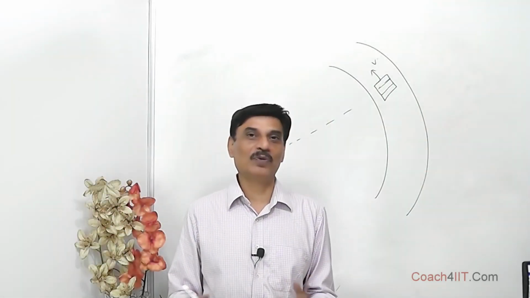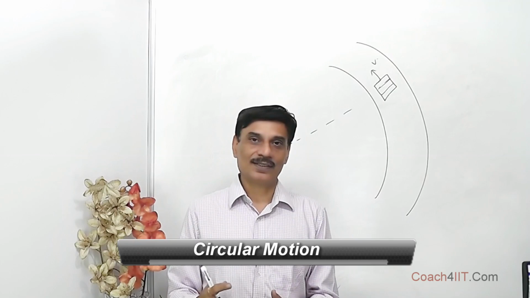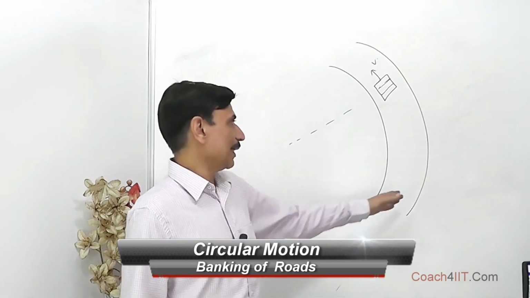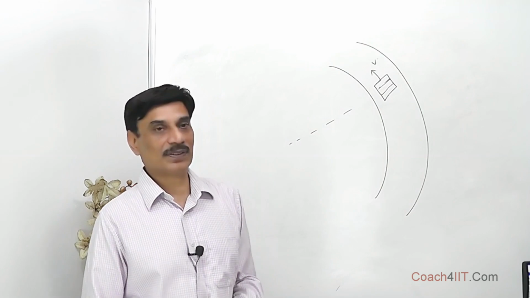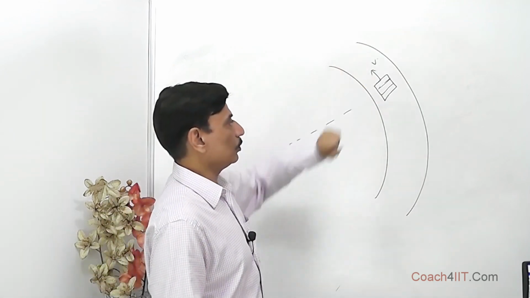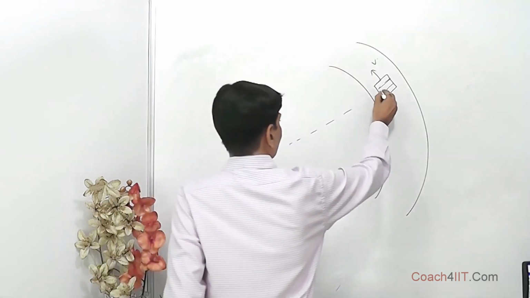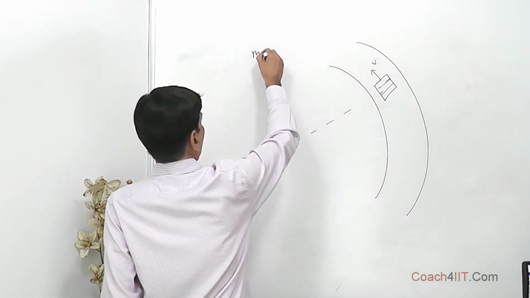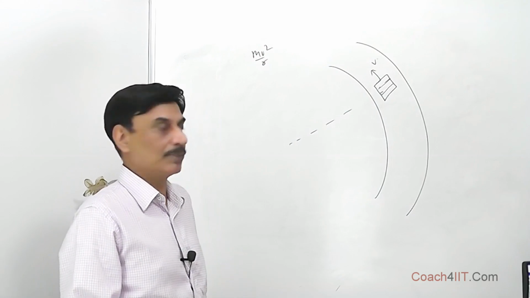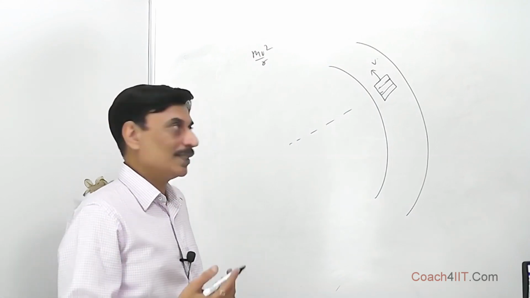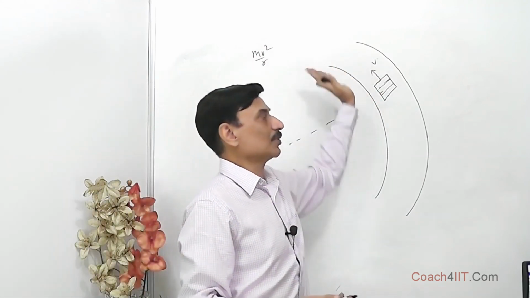Common seen in the movies. Let's say there is a driver driving his car, and he is navigating a turn like this. If this is a top view, then certainly his requirement is mv square upon r. This is the requirement of centripetal force, because he is moving in a circle, so the velocity direction is always changing.